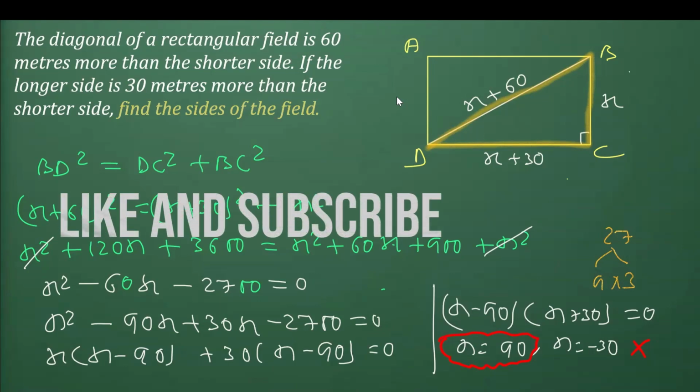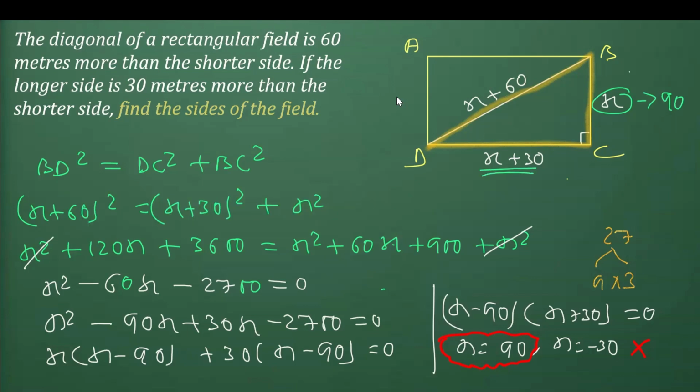So we had to get the side dimensions. So we can say the dimensions are how much? This is 90. And this should be how much? 90 plus 30, that is 120 meters. So the field's sides, we have to say, are 90 and 120 meters.